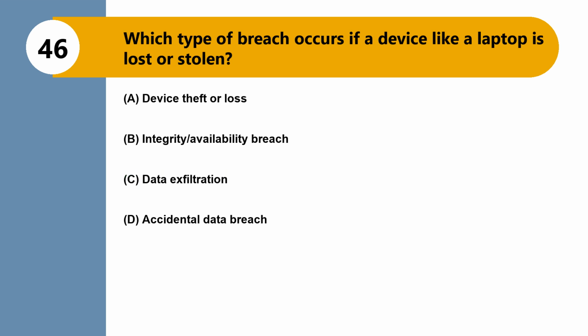Question 46. Which type of breach occurs if a device like a laptop is lost or stolen? Option A. Device theft or loss. Option B. Integrity/availability breach. Option C. Data exfiltration. Option D. Accidental data breach. The correct answer is option A.